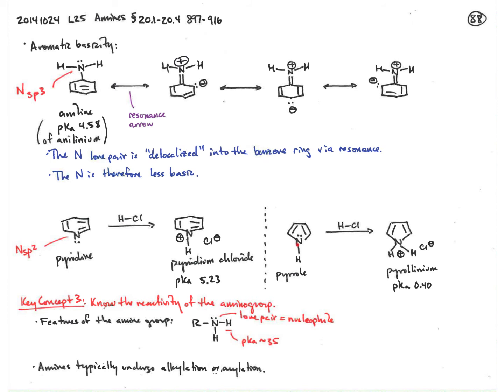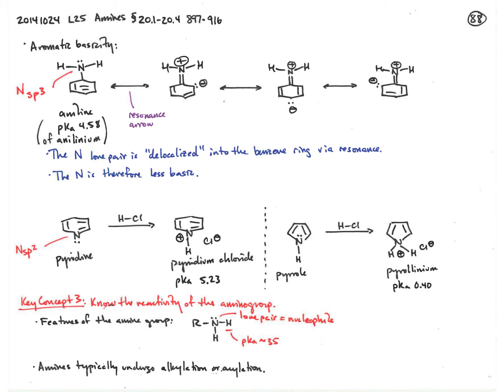So pyrrole, this nitrogen, again, the lone pair is in a p orbital. If we treat with HCl, the protonated pyrrole ion now has a pKa of 0.4, so this is pretty acidic, right? So the pKb of this is going to be very high. That's a weak base. We have a strong acid. This is therefore a weak base.